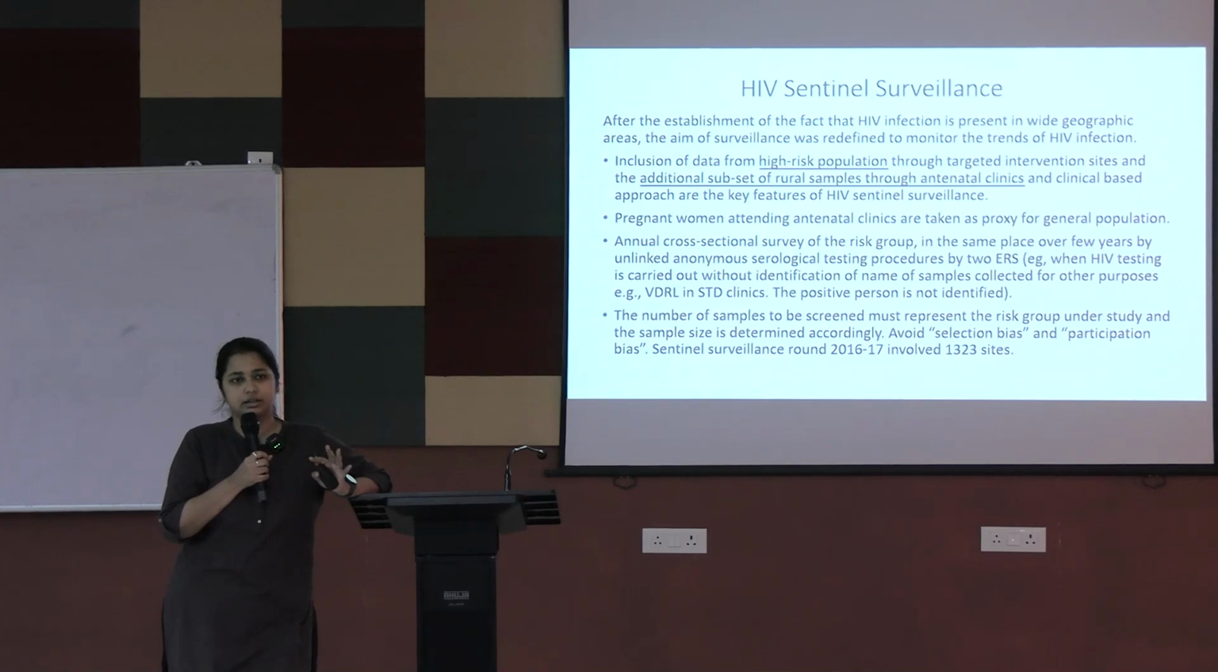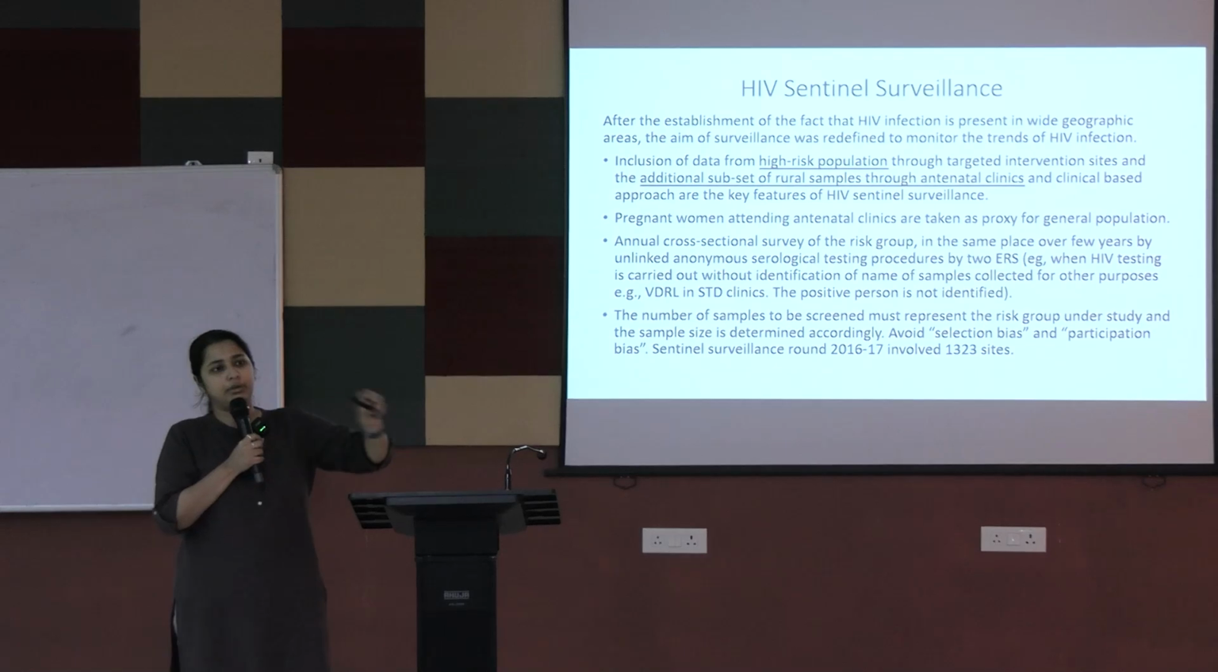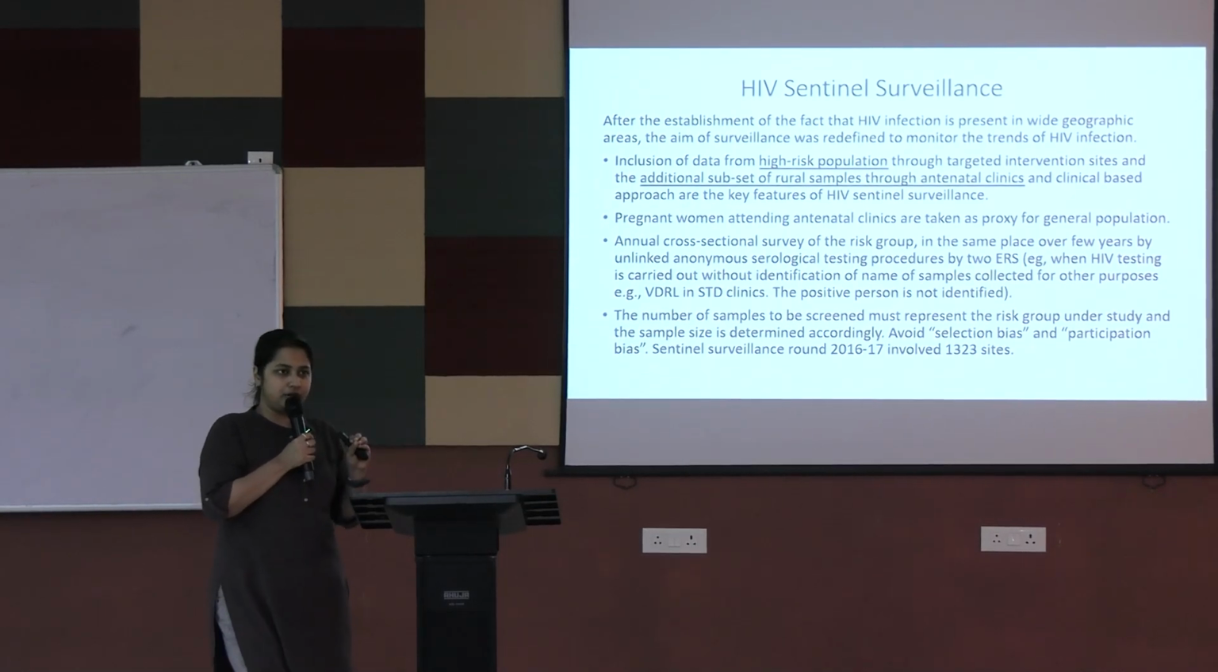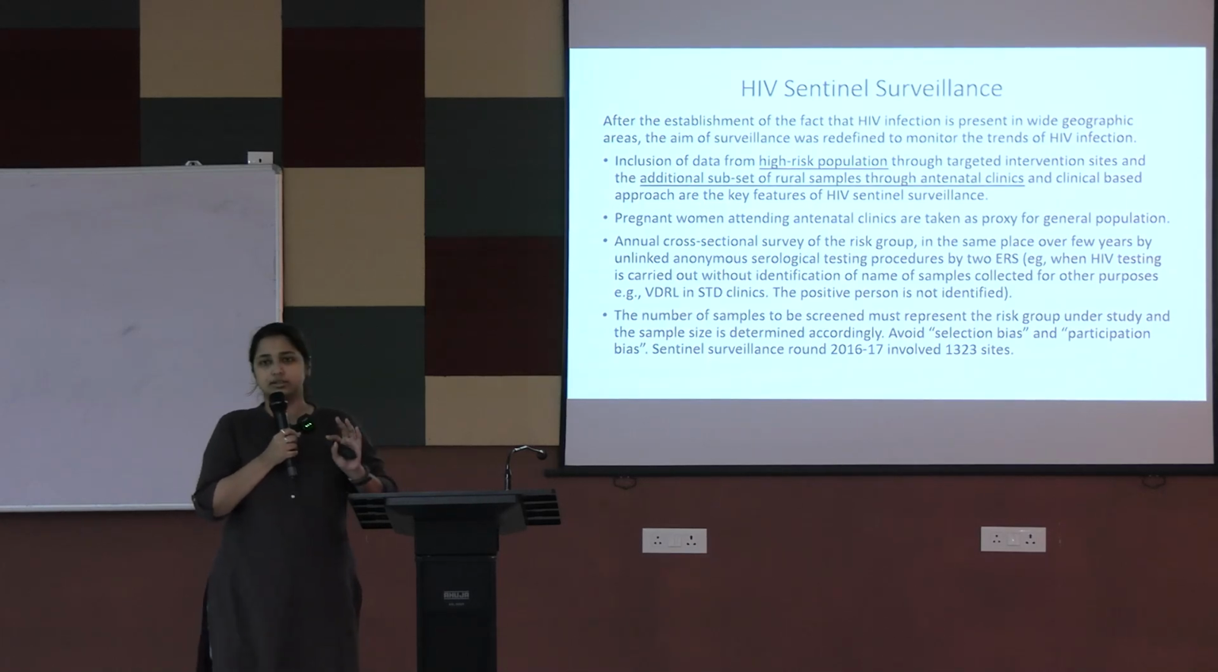We are just collecting the data of the people who are screened for HIV, and among them how many people have come positive. So the percentage of people who have come positive is the percentage of prevalence in that high risk group. That's it. That is for the Sentinel surveillance.